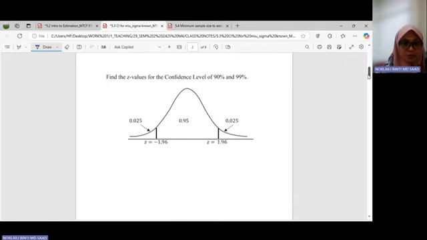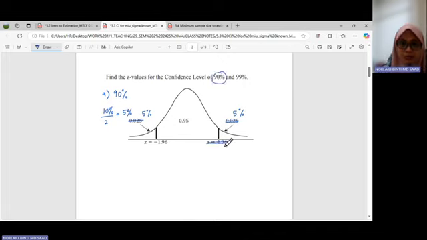Now let us find the Z values for the confidence levels of 90% and 99%. Let's say for the first one, we have 90%. So the balance will be 10%. We divide by 2, so you'll have 5%. Therefore, this is 5%, this is 5%, and this is also 5%. We try 90% first.